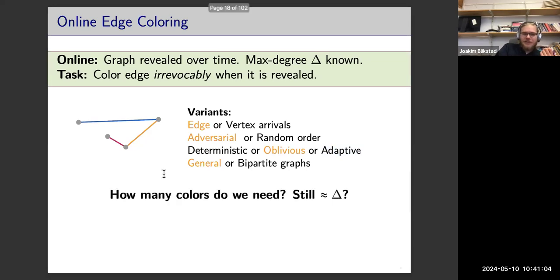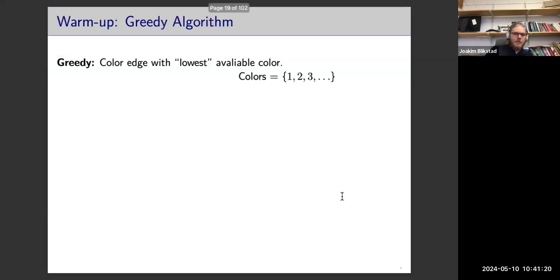Okay, so this is the setting we consider, and we want to use as few colors as possible. So how many colors do we actually need? And the question is, is it still roughly delta? Delta was the best an offline algorithm can achieve. Okay, so let's look at a warm up, a very simple algorithm.